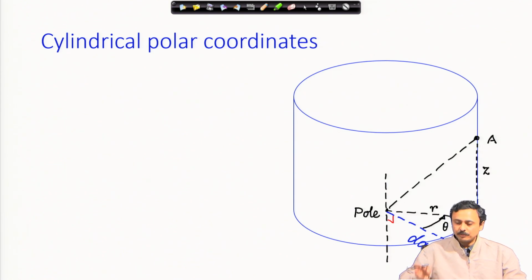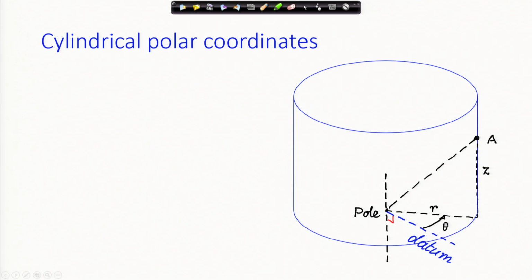Then I drop down from A a line which is parallel to the axis of the cylinder, and wherever it meets the plane of the datum line, that distance is r. So r is essentially the radius of this imaginary cylinder, and theta is the measure of this radial line from the datum line. Remember, the datum line is perpendicular to the axis of the cylinder, so this radial line is also perpendicular to the axis of the cylinder. Therefore our coordinates are r, theta and z.